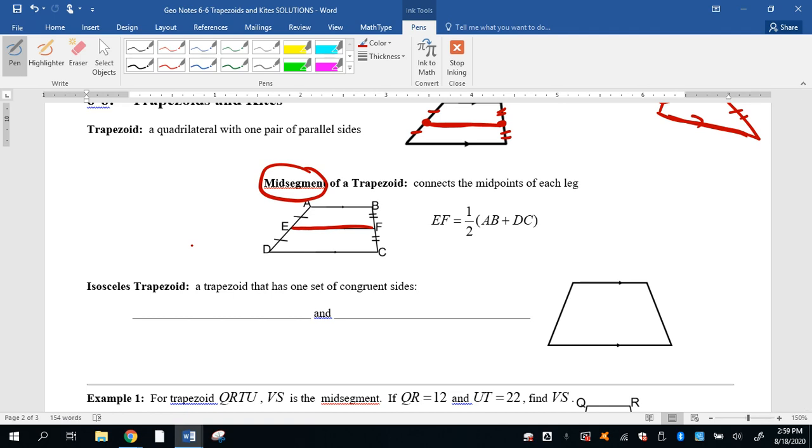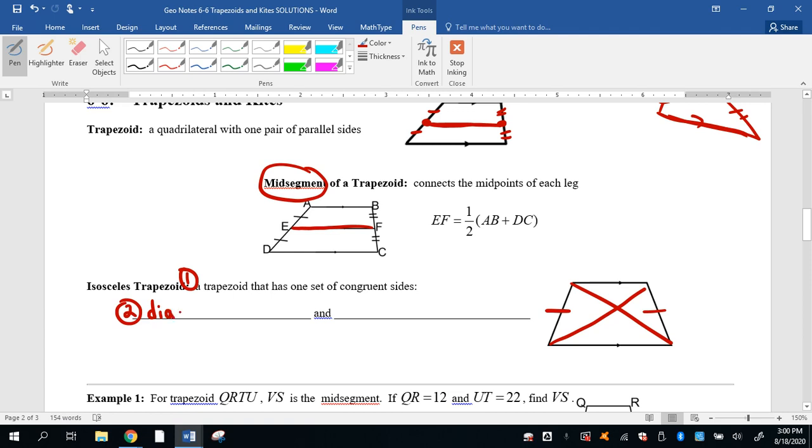And then one last thing is an isosceles trapezoid. There are 3 properties of an isosceles trapezoid. First of all, it has congruent sides, 1 pair of congruent sides. Also, the diagonals are congruent. So same thing with a square and a rectangle. So just because you have a 4-sided figure that has congruent diagonals, you don't know if it's an isosceles trapezoid or a square or a rectangle.